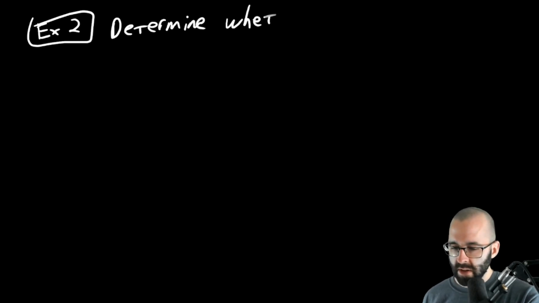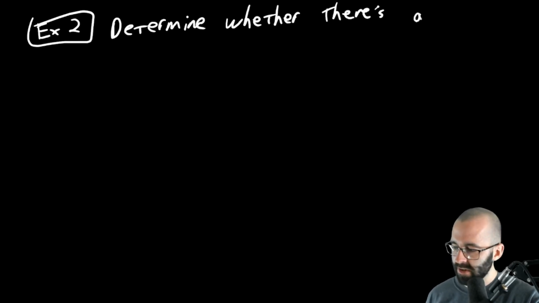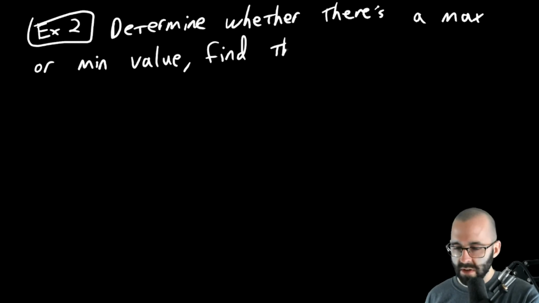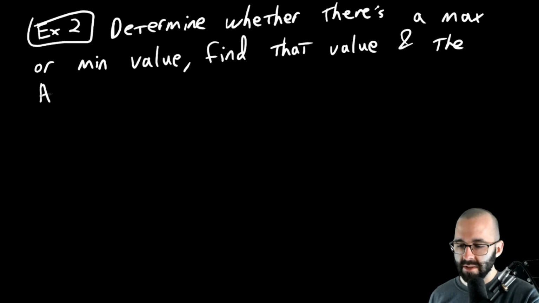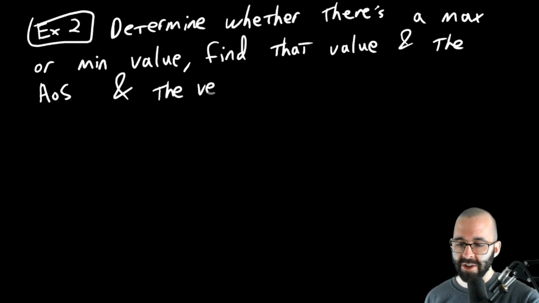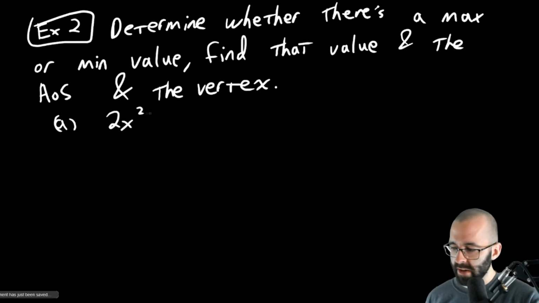Example 2. Determine. This video is titled Vertex Form, but we don't actually talk about vertex form in this video. That's a little strange. Determine whether there's a maximum or a minimum value. Find that value, and the axis of symmetry. And this problem is asking a lot. The vertex. Part A. 2x squared minus 4x plus 2 is our function.